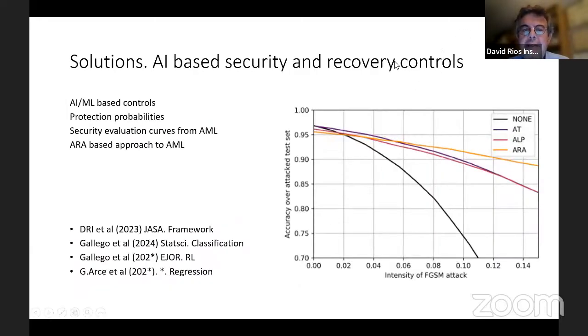So the third issue refers to defenses, AI-based security and recovery control. So you can build defenses based on machine learning or artificial intelligence, right?